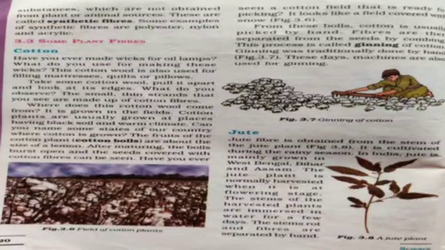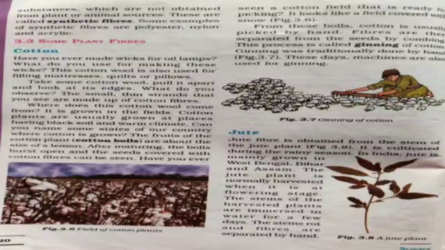Now it looks like a field covered with white snow, and from these balls cotton is usually picked by hand, and fibers are then separated from the seeds by combing, and this process is called ginning of cotton. Traditionally ginning was done by hand, but nowadays machines are also available.